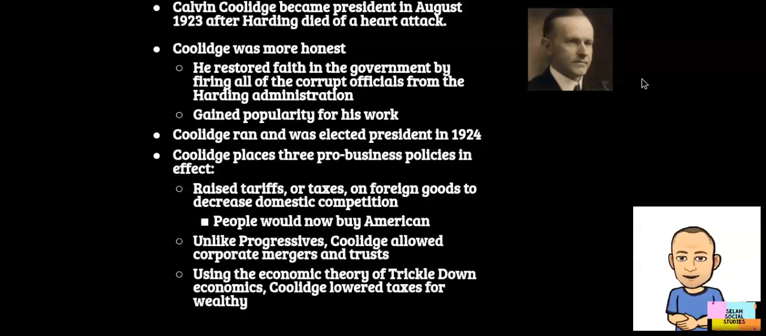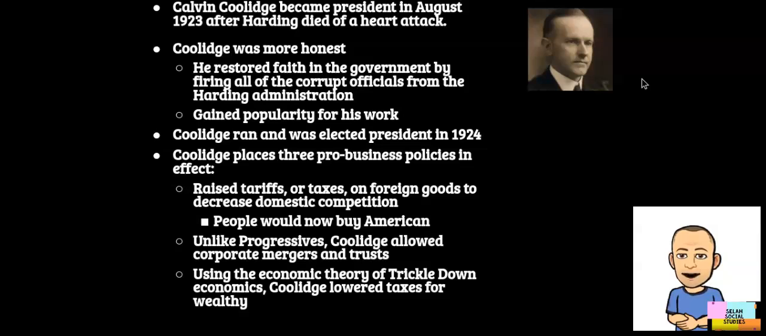President Coolidge quickly gained popularity for his work in office and won his own election in 1924. Coolidge believed in the power of big business and wanted the United States to be a wealthy nation and escape the progressive politics that he felt was holding the nation back, leading Coolidge to support a pro-business agenda when dealing with the economy. President Coolidge placed three major pro-business policies in effect that engaged the economy.